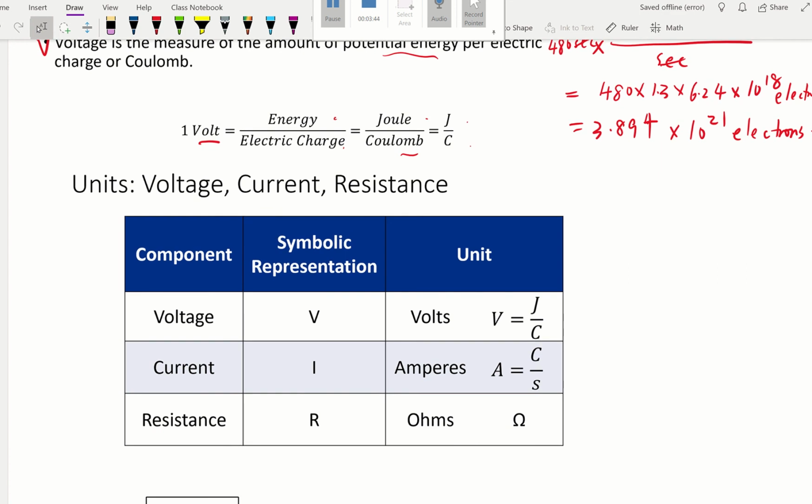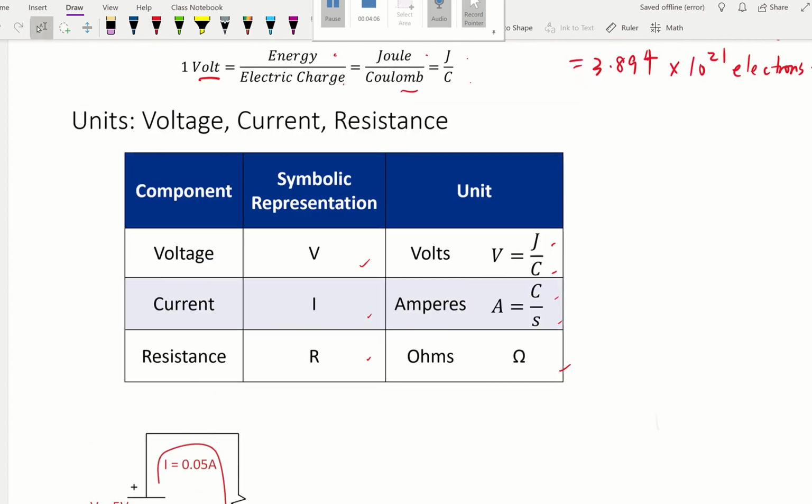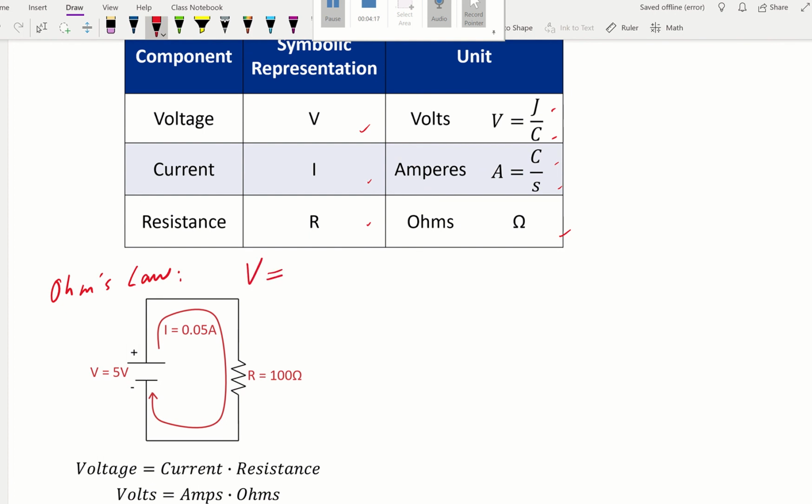If we put voltage, current, and resistance, which is V, I, R, all together, we know voltage is joule per coulomb. Amps is coulomb per second. Ohm has a unit of omega, right? Ohms. Now, we're going to write down Ohm's law. Ohm's law basically tells us the relationship between voltage and current and resistance. So voltage is equal to I times R.